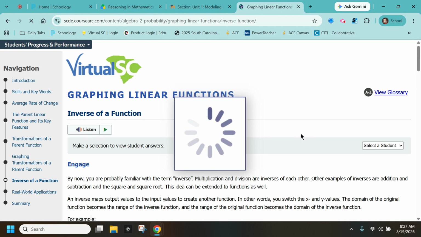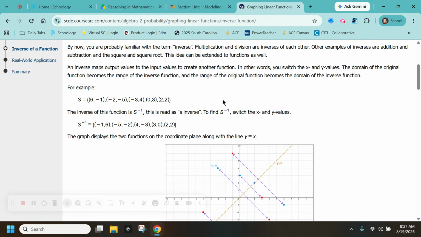Next up, we have inverse of a function. So hopefully by now you are familiar with the term inverse. Multiplication and division are inverses of each other, same thing as addition and subtraction, and square and square root. So for example, if we have the set of coordinates 6, negative 1, the inverse of that is swapping the coordinates. So you're going to switch the x and y values.